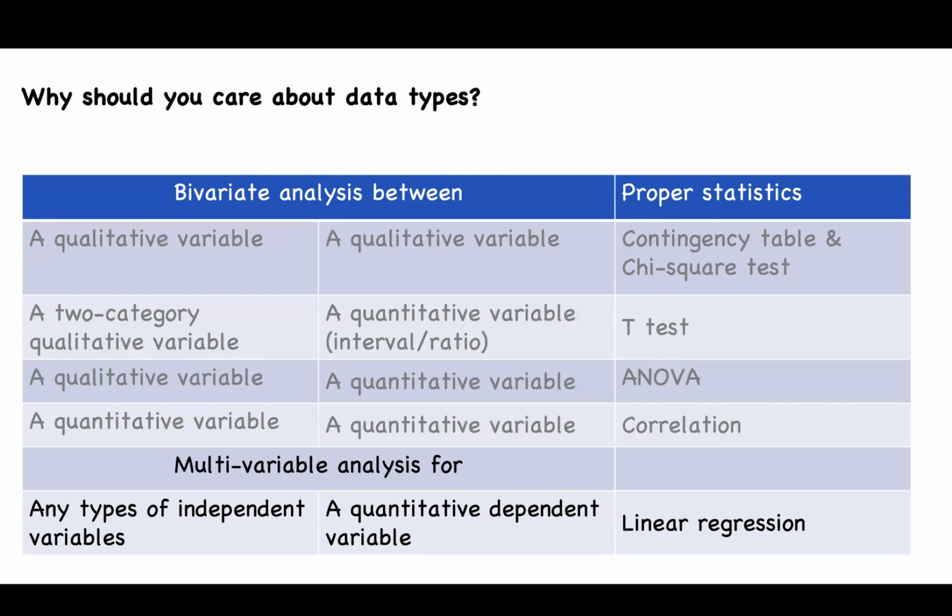We will talk about linear regression. So we apply regression technique to examine the relationship between any type of independent variable and a quantitative dependent variable. Regression is a linear prediction model using one or more independent variables to predict the value of a dependent variable.